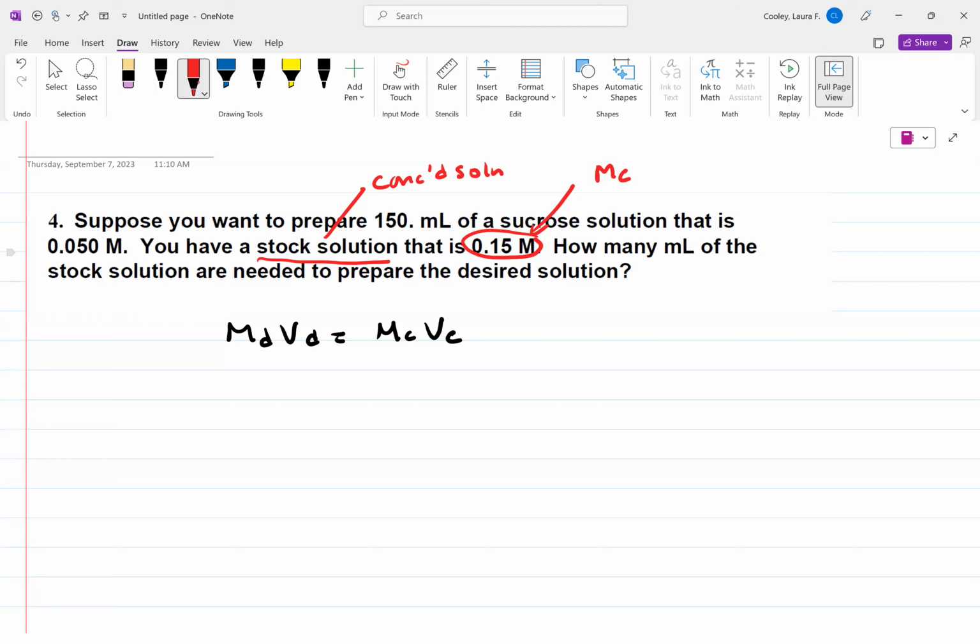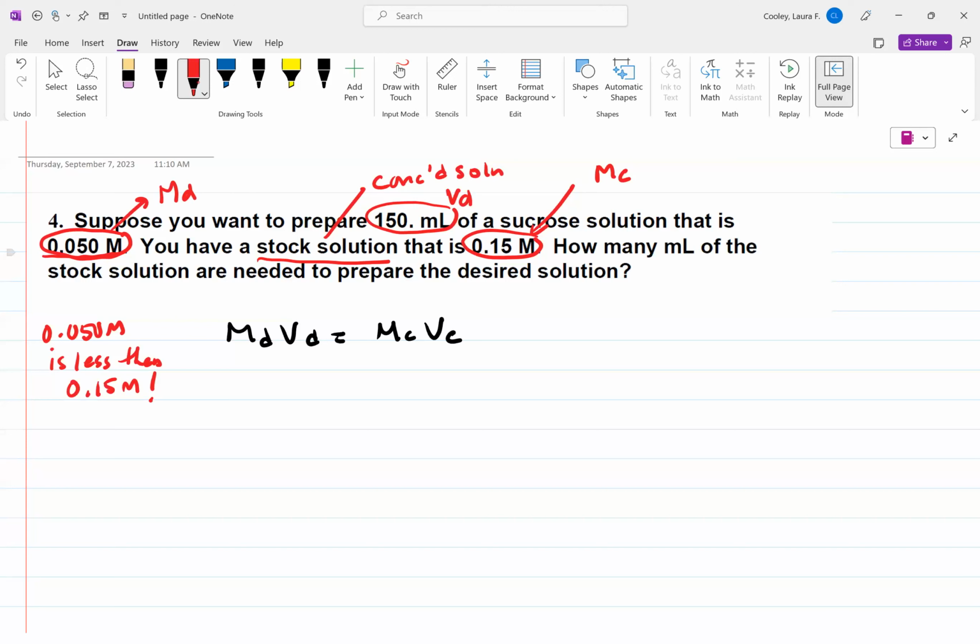Suppose you want to prepare 150 milliliters. Well, that's how much you're going to make, so that's the volume of the diluted solution. Suppose you want to prepare 150 milliliters of a sucrose solution that's 0.050 molar. Also notice this number is way less. The smaller one has to be the diluted solution, so this has to be MD.